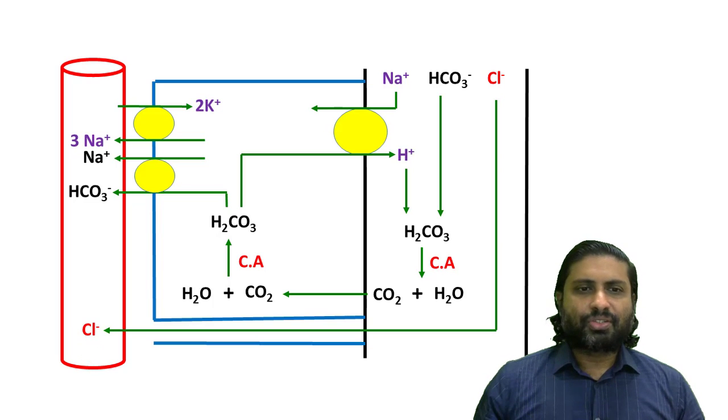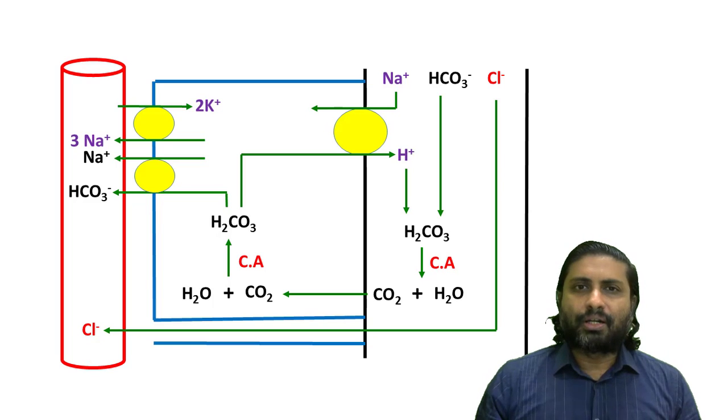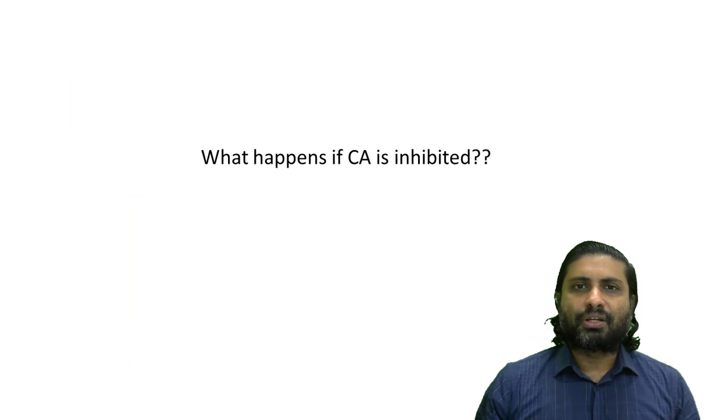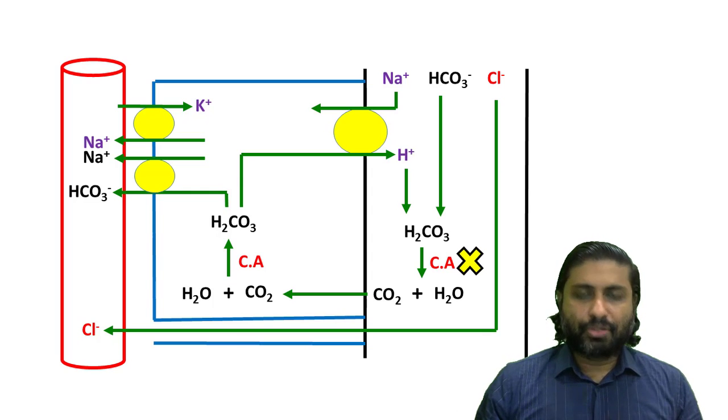Right, so this explains the normal sequence of events that we would expect to occur in the proximal convoluted tubule. Now, what would happen if we administered a carbonic anhydrase inhibitor? What would happen to each one of these ions: sodium, bicarbonate and chloride? Well, if we administer a carbonic anhydrase inhibitor, obviously the subsequent steps do not happen.